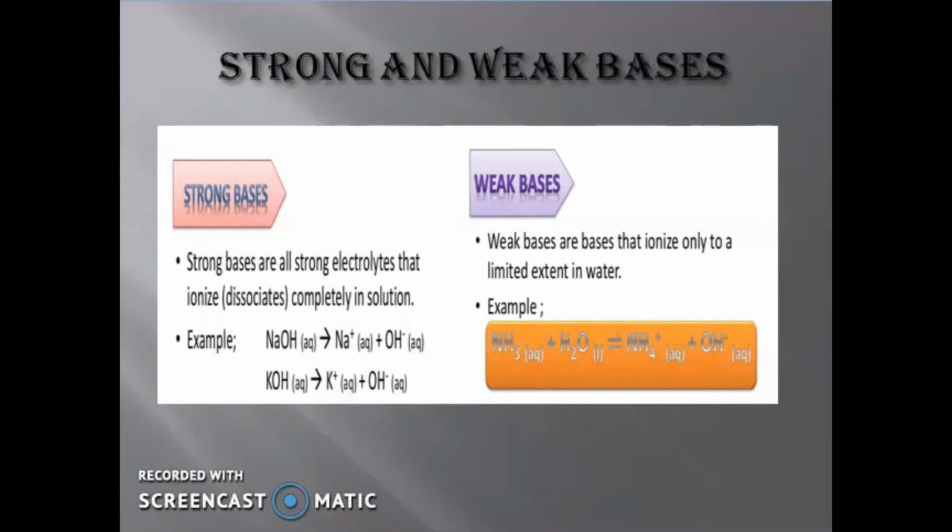ion, hydroxyl ion. While weak bases are bases that ionize only to a limited extent in water. Example: NH3 plus water gives NH4 plus and OH minus, hydroxyl ion.